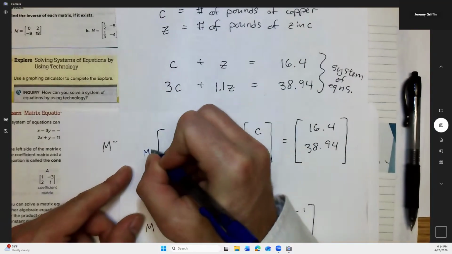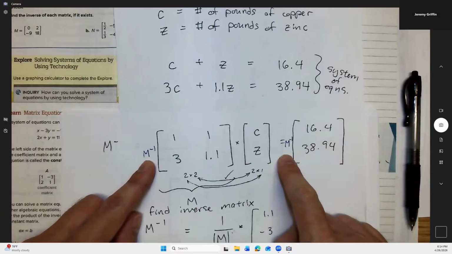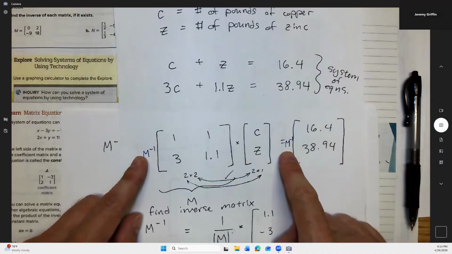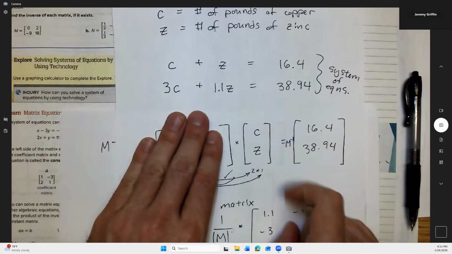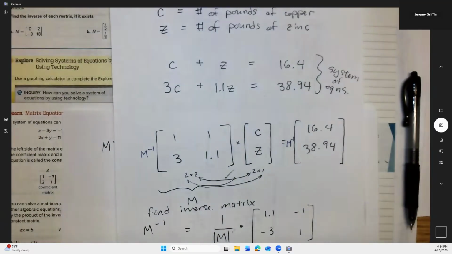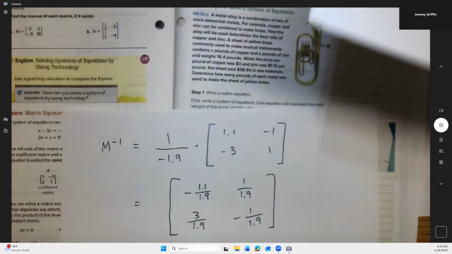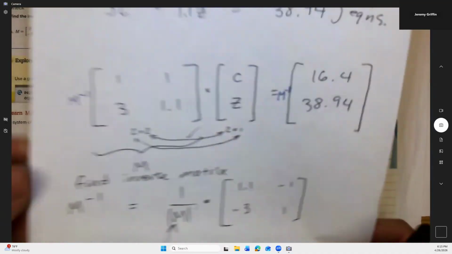If I multiply the inverse matrix right here and right here, I'm effectively doing the same operation on both sides, but it's going to create an identity on the left side. Let's just leave it with the C and Z. On the right side, I'll get a couple of numbers, which will be the answer. They'll tell me how many pounds of copper and zinc it had to use. So let's do that.